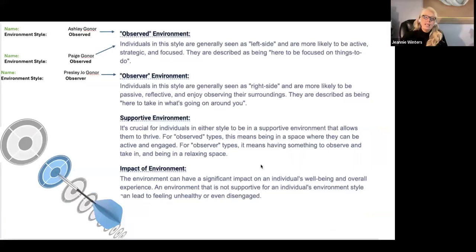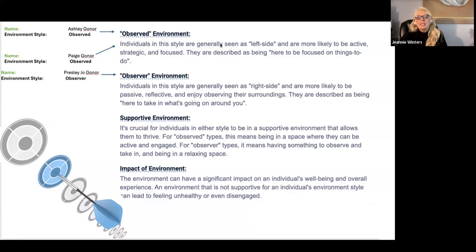So, environment style, and this goes a little bit deeper. You are an observed environment style, and so is Paige, and Presley is an observer. We just went over it. I don't know why it wants to go into more detail.